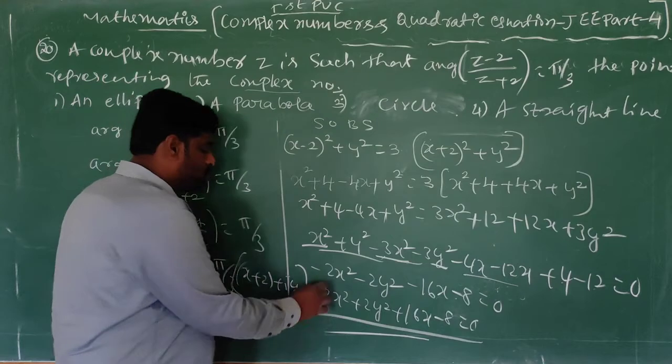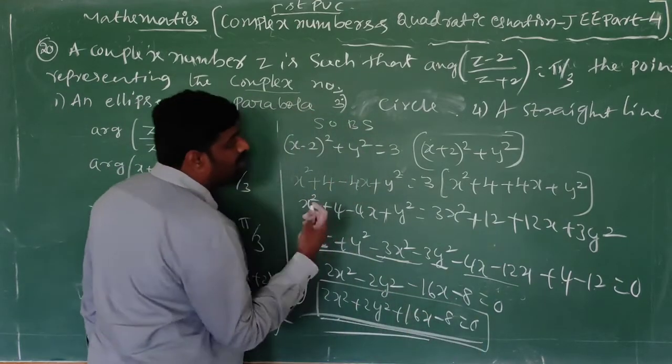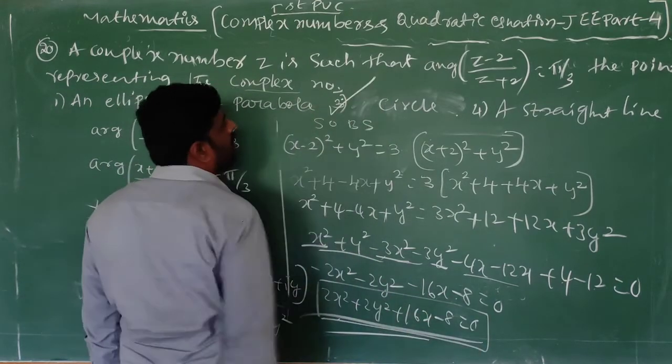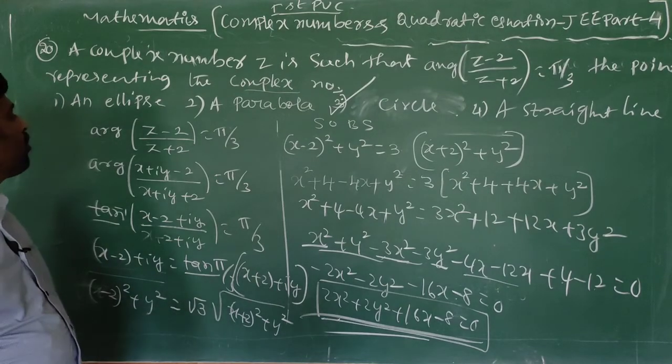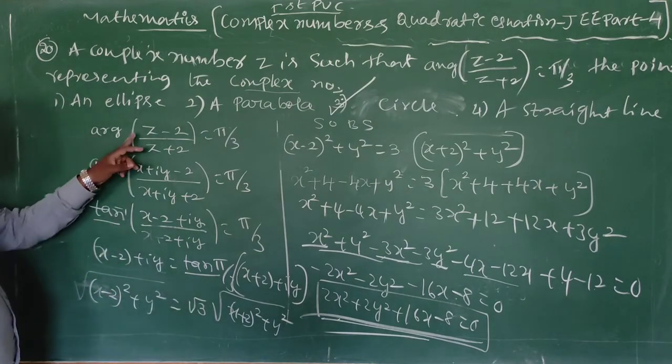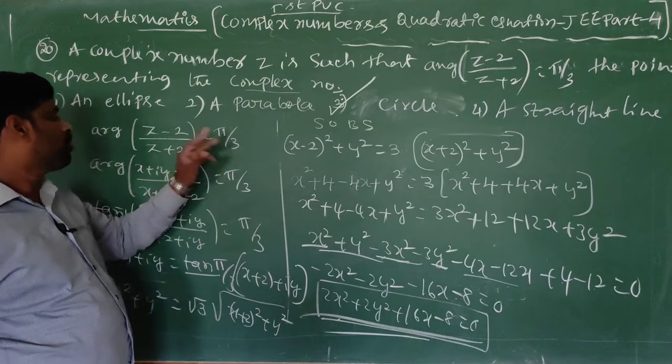That means it shows the equation of a circle. So it shows a what? Circle. Okay. Argument of (z minus 2) divided by (z plus 2) is equal to pi by 3.